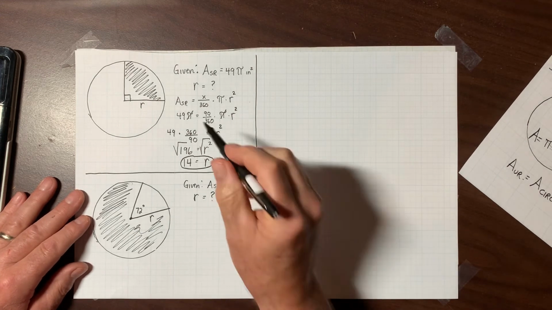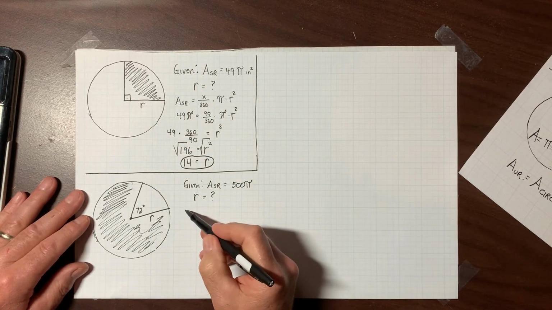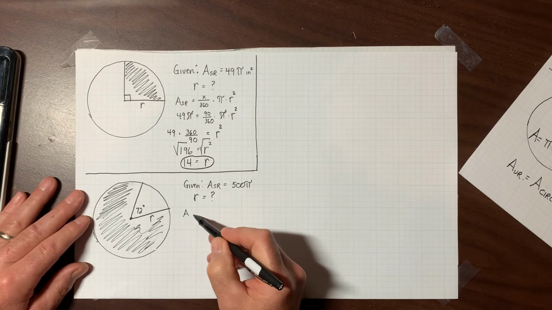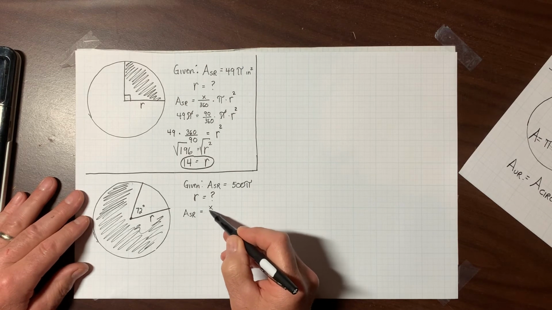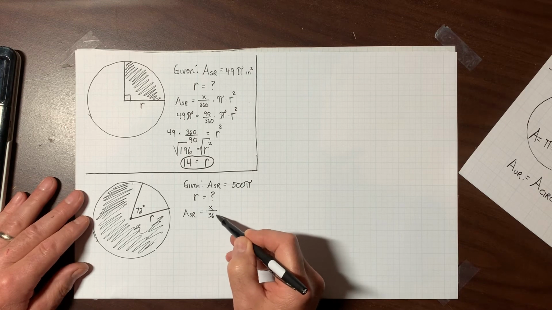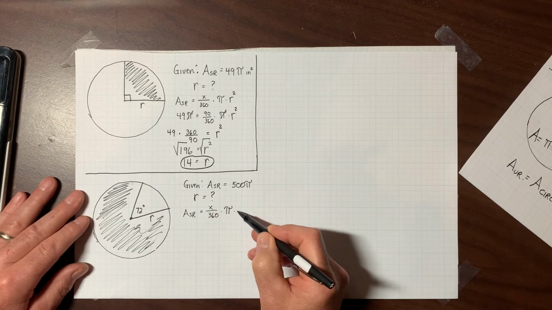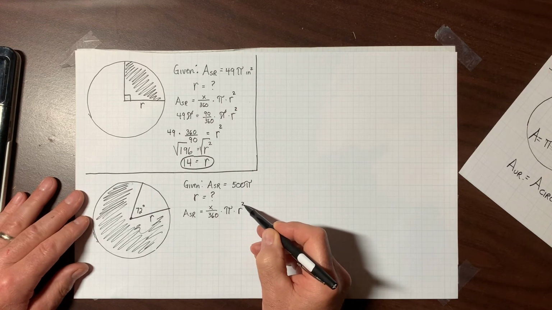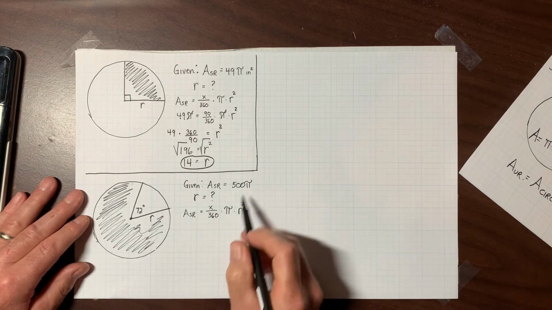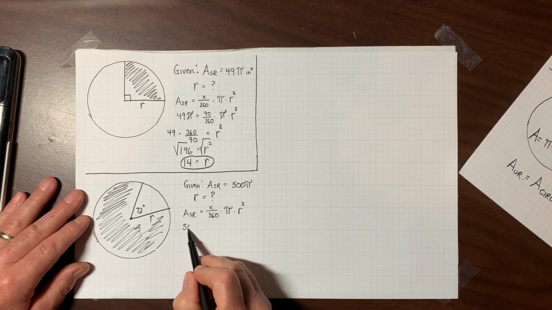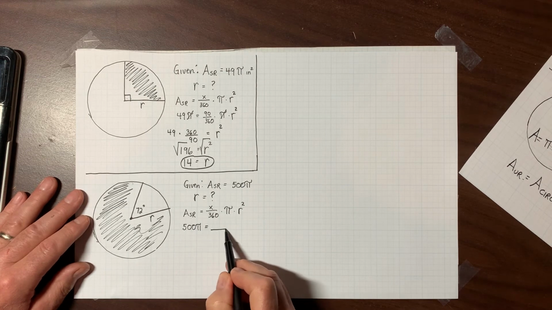So, just like the last problem, I'm going to start by writing down my formula. I'm going to write down that the area of the shaded region is equal to x over 360 times the area of the circle, which is pi times the radius squared. I'll substitute in what I am given. The area of the shaded region is 500 pi, so I've got 500 pi equals. Now you need to be careful.